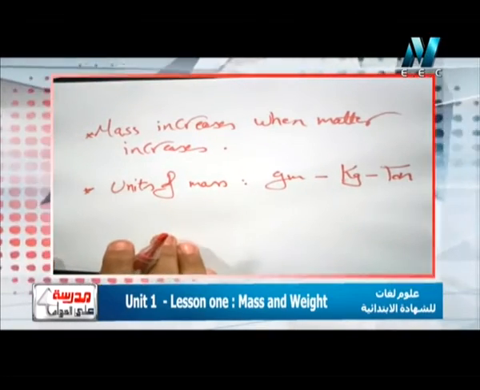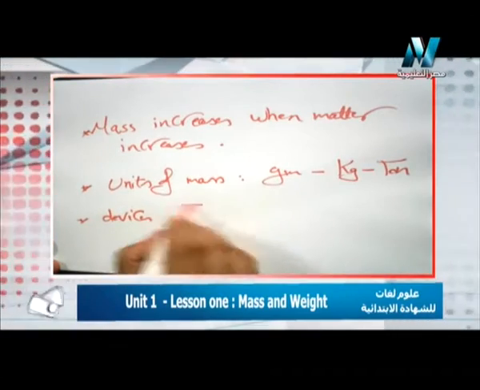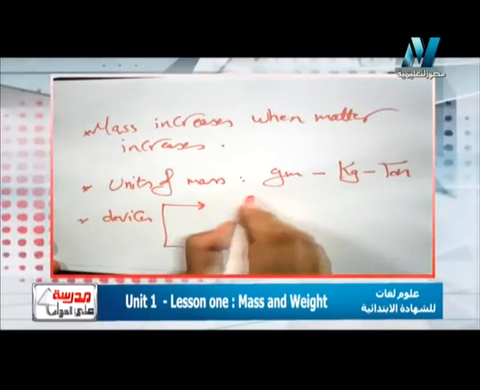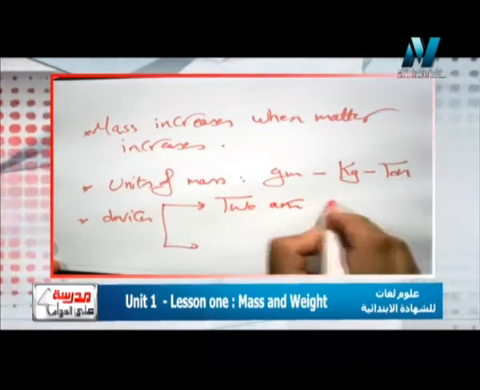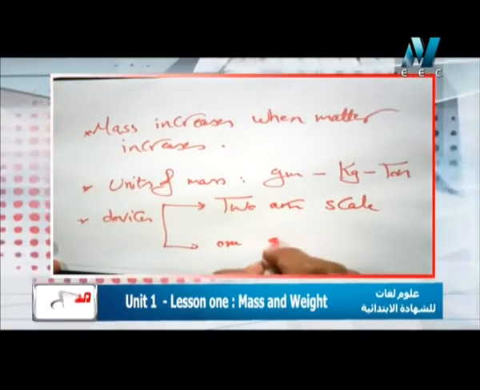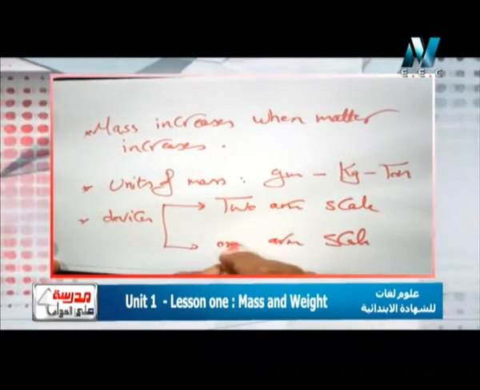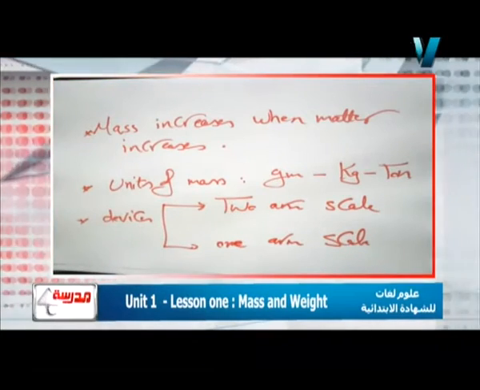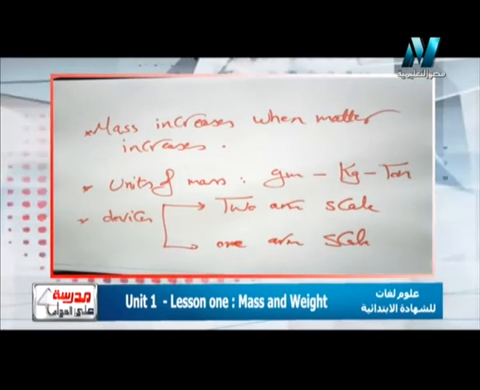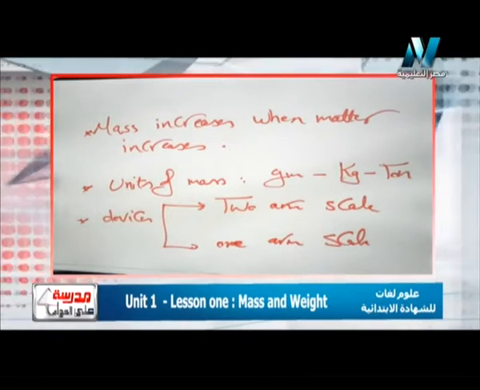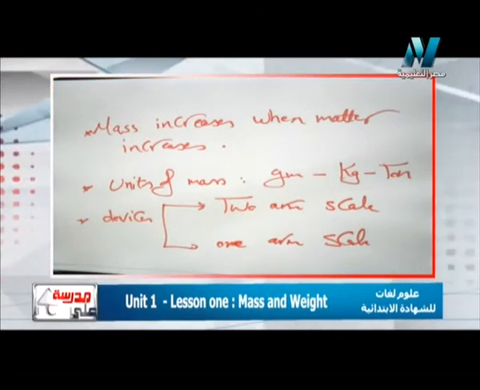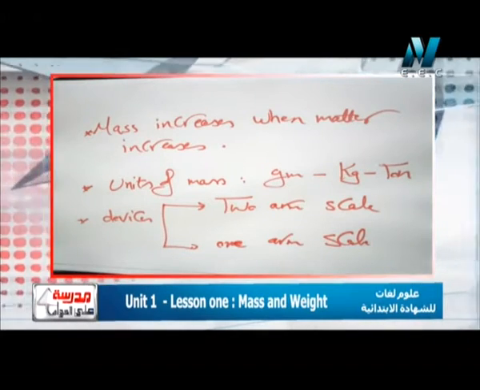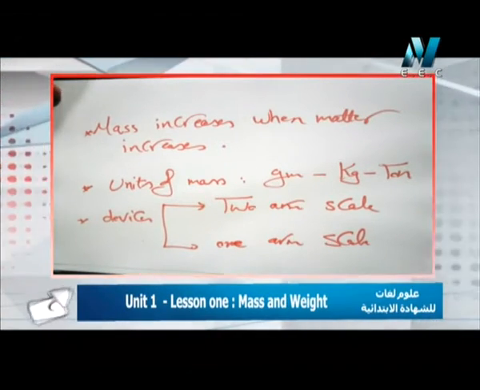Again, kilogram and ton. So what are the devices of measuring mass? We can divide them into two types: the 2-arm scale and the 1-arm scale, and we have studied two examples of each. For the 2-arm scale, we studied the balance scale and the sensitive 2-arm scale. Also, we studied two examples of the 1-arm scale, which are the 1-arm scale with a pointer and the 1-arm digital scale. So now, what's meant by weight?